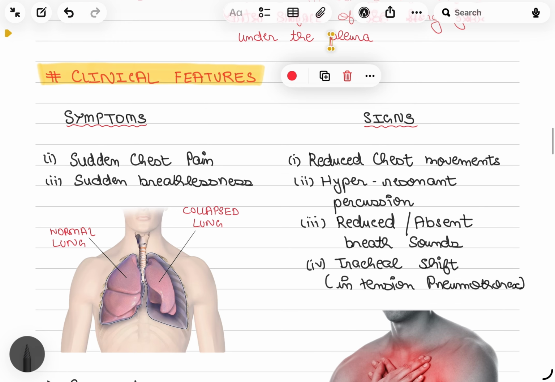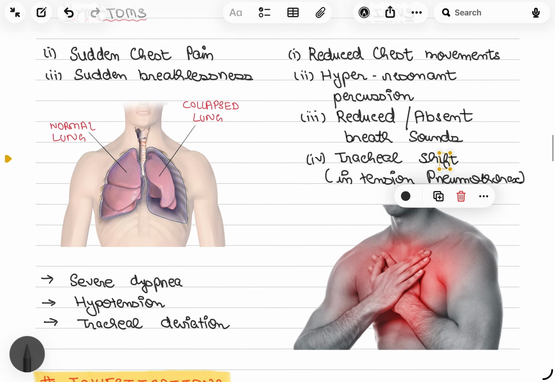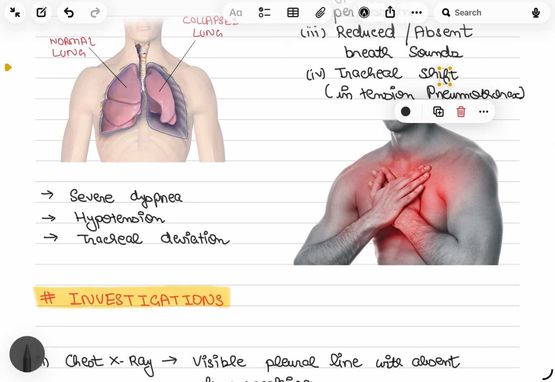Clinical features of pneumothorax. Symptoms and signs: sudden chest pain, sudden breathlessness, reduced chest movement, hyperresonant percussion. This can be done on palpation, reduced and absent breath sounds, and tracheal shift. The other signs and symptoms are severe dyspnea, hypotension, and tracheal deviation.